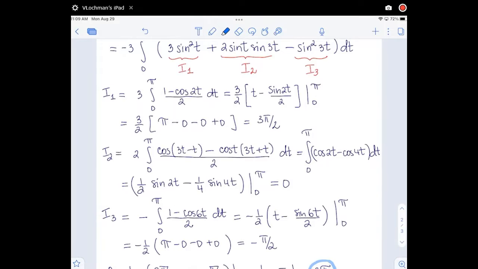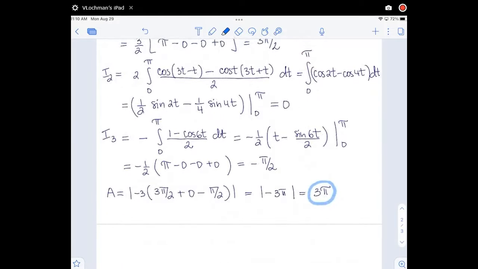Now we have cosine 2t minus cosine 4t. We know how to integrate it. And it turns out the whole thing vanishes, right? So the whole integral is 0, okay? But I was looking for that portion right there. Was that step included in your solution?